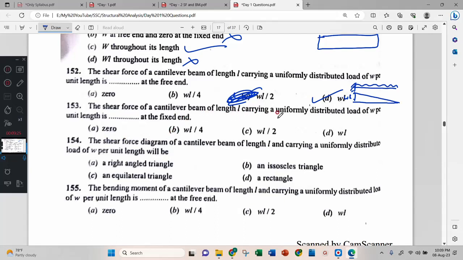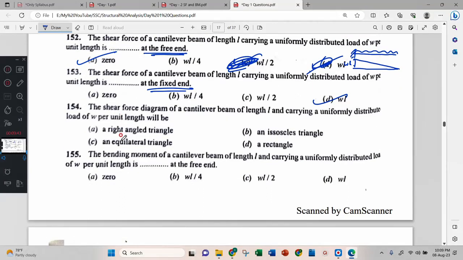Shear force of a cantilever beam carrying uniform distributed load W per unit length: when asked at the free end, we must put 0, and when asked at the fixed end, we must put WL. The shear force diagram for a cantilever beam of length L carrying uniformly distributed load W per unit length will be a right angle triangle. Correct answer. Not equilateral triangle, not isosceles, not rectangle.